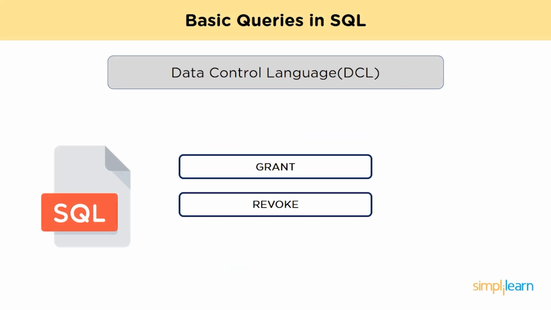DCL, or data control language, consists of commands such as grant and revoke, which mainly deal with the rights, permissions and other controls of the database system. Grant command gives users access privileges to the database. Revoke withdraws users' access privileges given by using the grant command.